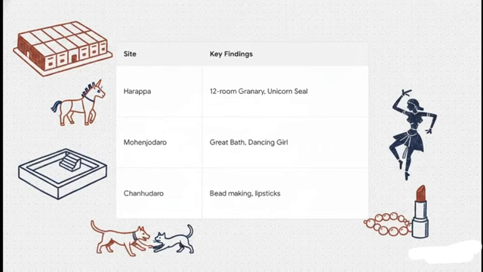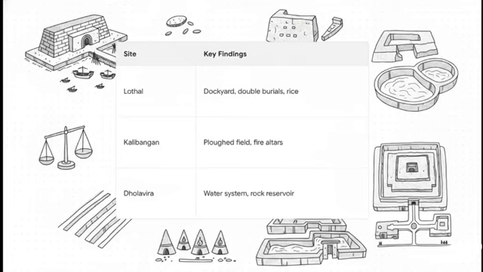It's the only place where we found evidence of bead-making, cosmetics like lipstick, and get this, a brick showing the actual footprints of a dog chasing a cat. Remember these associations. Lothal is always your port city. It had a massive brick dockyard and an ivory scale.